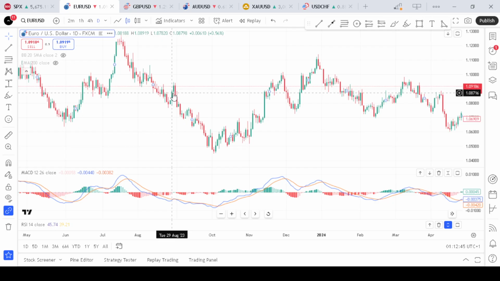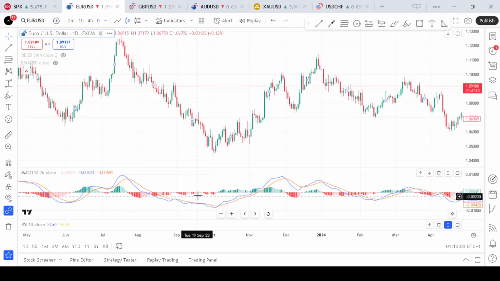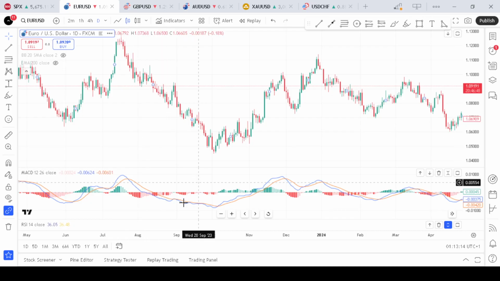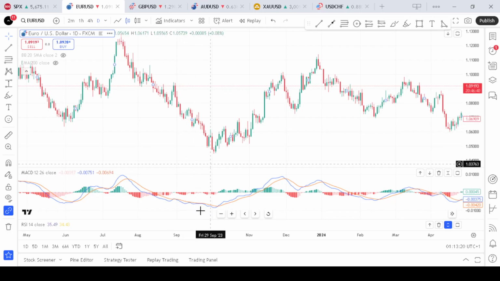Remember, after the crossover, divergence between price action and the MACD histogram is another valuable signal. Divergence happens when we see the histogram moving to the downside, signaling downside momentum. So this is where the divergence comes into play. If price moves higher while the MACD makes a lower high, it indicates that we are seeing a divergence, and this could indicate a potential reversal in the market.